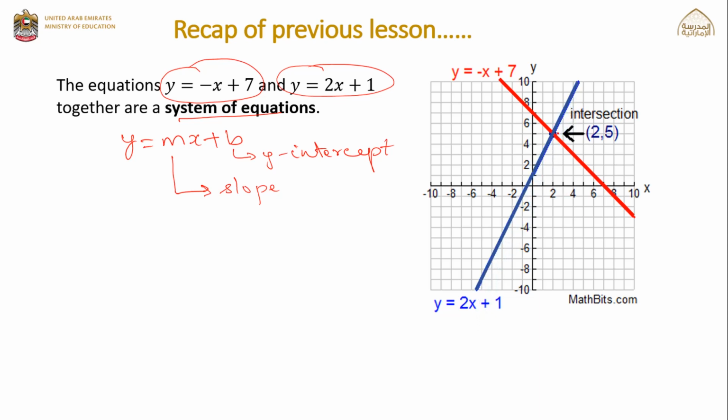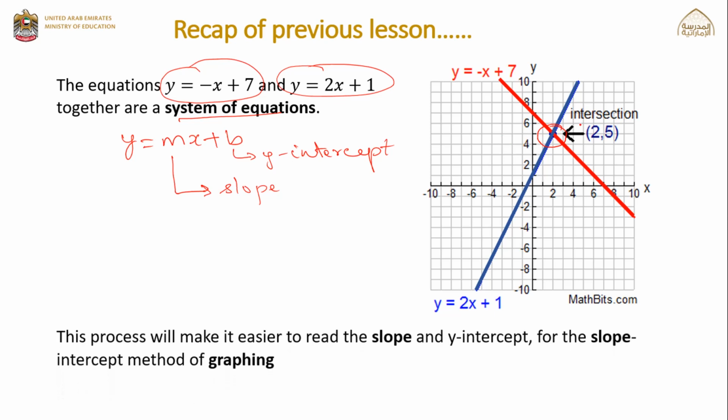So the intersection of these two lines gives you the solution. The intersection gives the solution by using the graphical method. This process makes it easier, using the slope and y-intercept to find the solution by the graphical method.